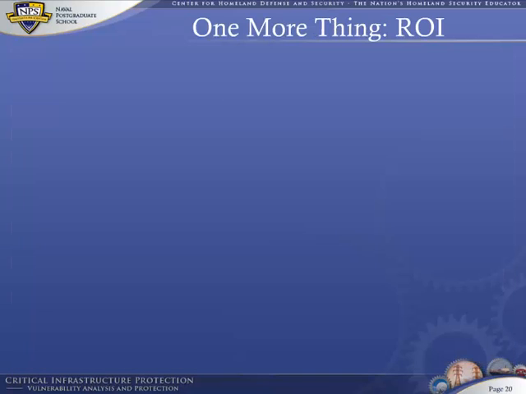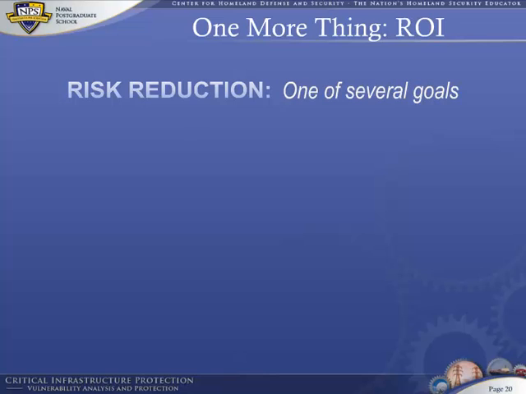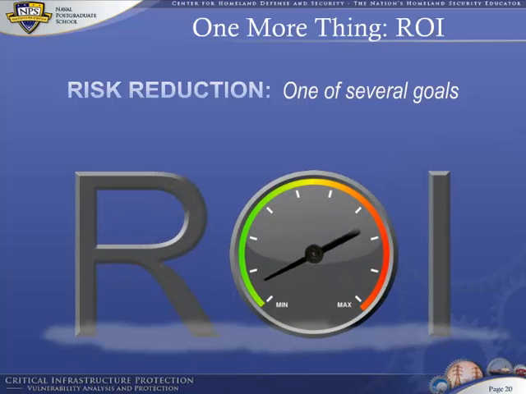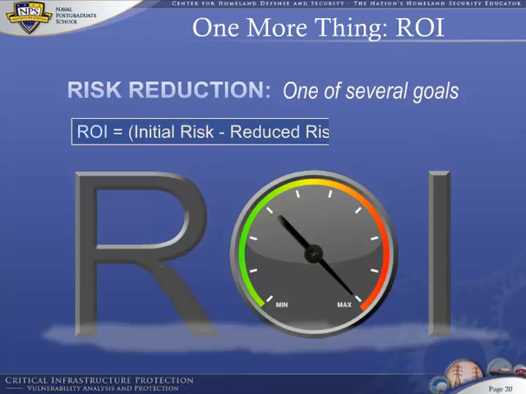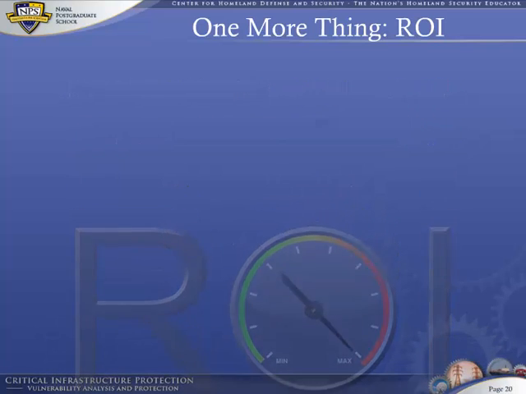One more thing. Risk reduction is only one of several goals of critical infrastructure protection. Another goal might be to reduce risk in such a way that the money we spend on risk reduction has a high return on investment. For example, risk ROI might be defined as shown here. ROI equals initial risk minus reduced risk divided by cost of investment. Instead of trying to reduce all risk, this strategy tries to get as much risk reduction as possible while economically allocating investment dollars.